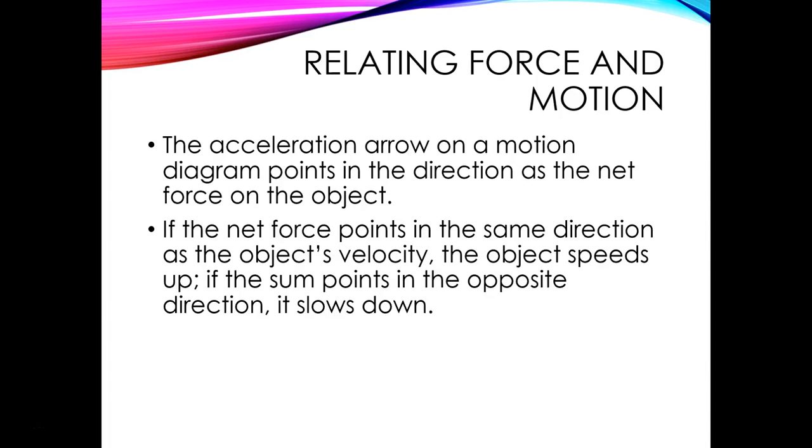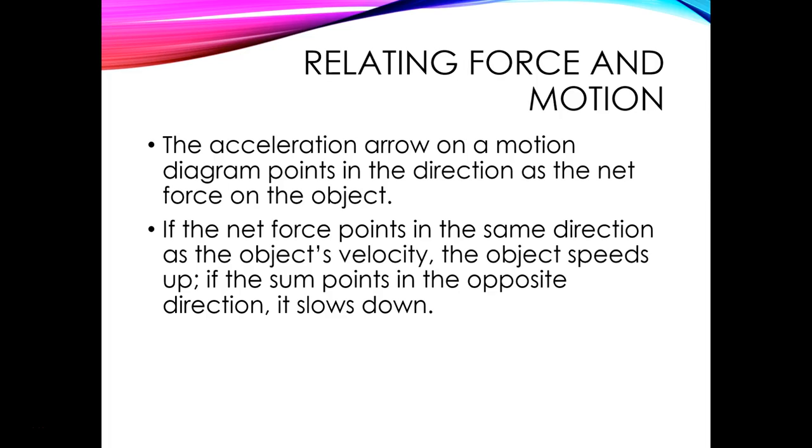force on that object? If our net force points in the same direction as our object's velocity, the object speeds up. If the net force points in the opposite direction, it slows down. And one reason this makes sense is that force and acceleration point in the exact same direction. They're both vectors, which means that if we have positive velocity and positive acceleration, or negative velocity and negative acceleration, we're speeding up.